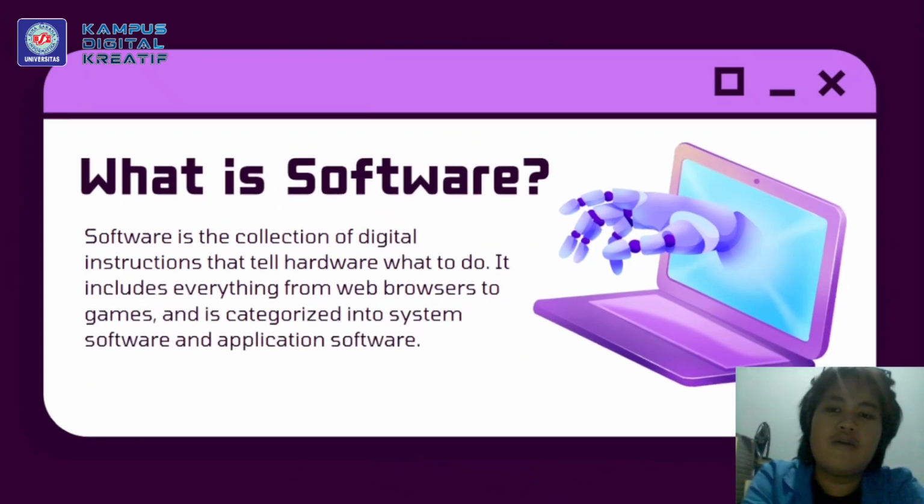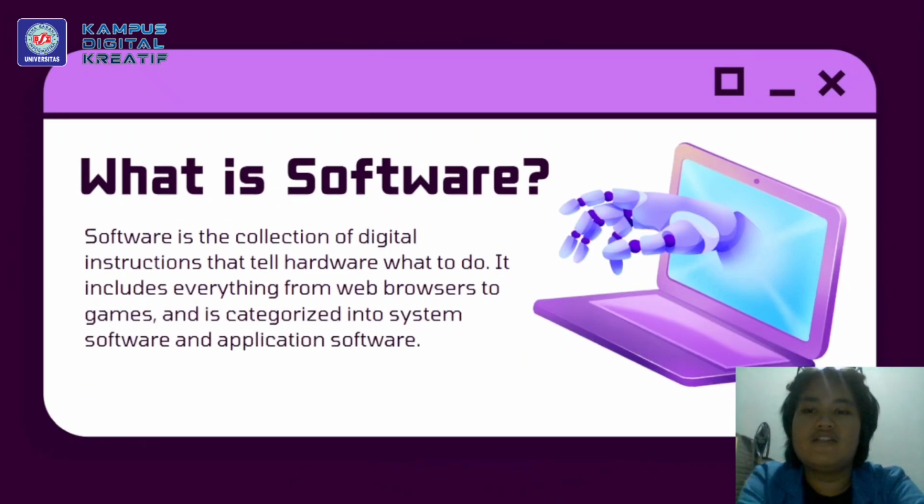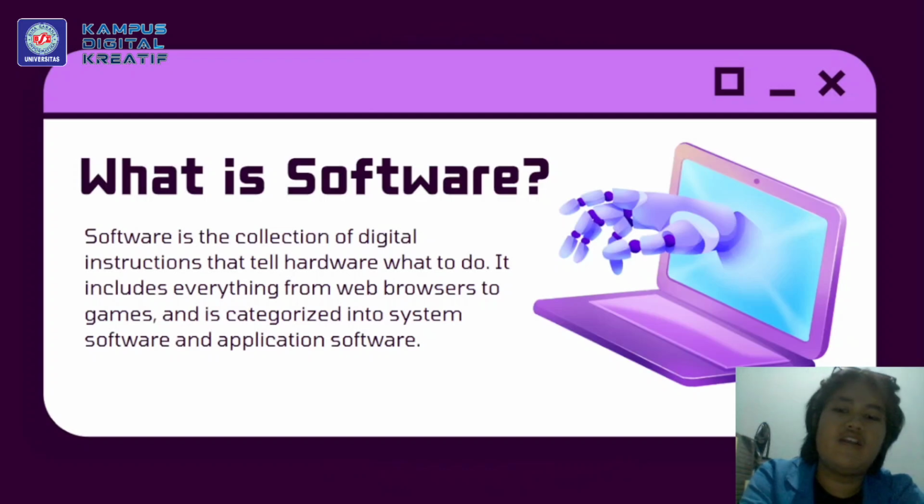Next, we will talk about software. What is a software? Software is the collection of digital instructions that tell hardware what to do. It includes everything from web browsers to games, and is categorized into system software and application software.